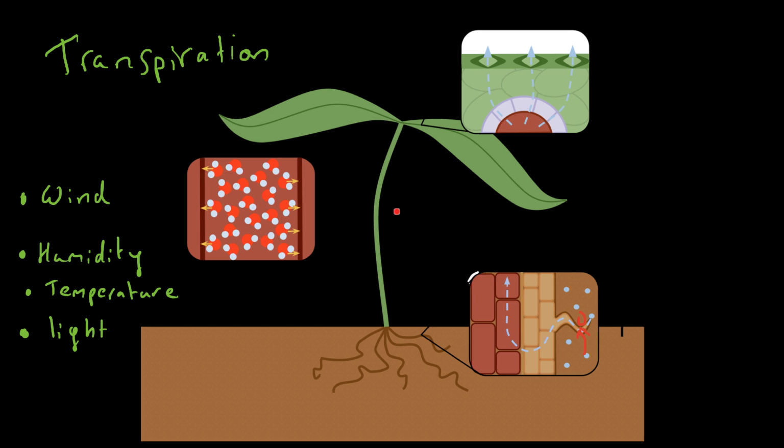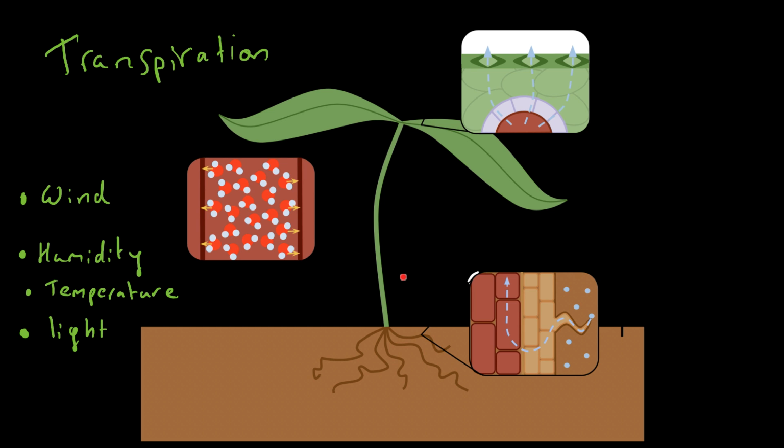It then comes up the stem in order to replace it, and then down here, the roots absorb more water, and then it happens again. More water is then lost from the leaves, and it happens again. And so that is the transpiration stream. Now, what affects how fast that happens is basically diffusion. Diffusion occurs for water to leave the leaf, to exit the leaves into the air.